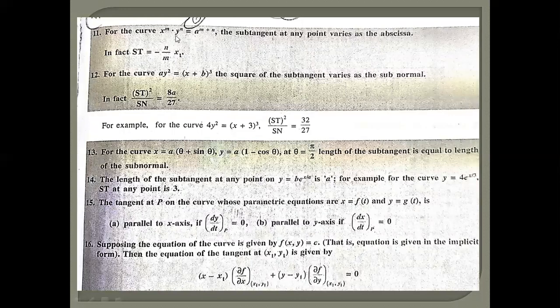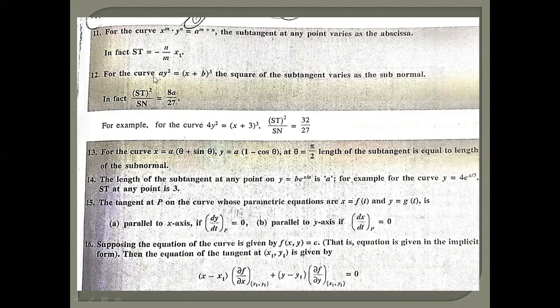For the curve x to the power m into y to the power n is equal to a to the power m plus n, the subtangent at any point varies as the abscissa. In fact, subtangent is equal to minus n by m into x1.